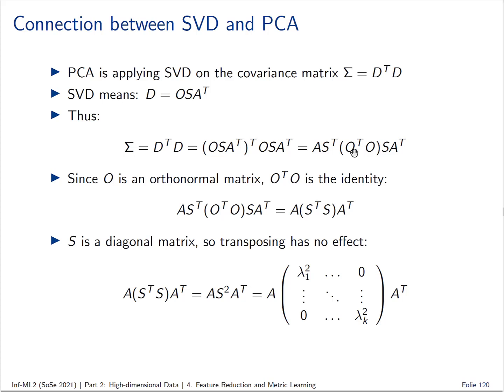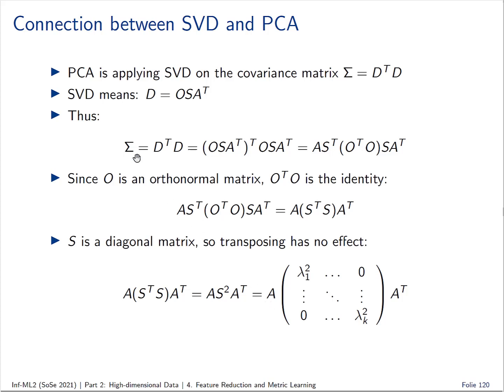So we can first compute O transpose times O. O is an orthonormal matrix, so O transpose times O is actually the identity. Since this is the identity, we can omit that, and it comes down to A times S transposed times S times A transposed. S is a diagonal matrix, so transposing has no effect. So S transposed times S is the same as S squared. So the whole thing runs down to A times S squared times A transposed.